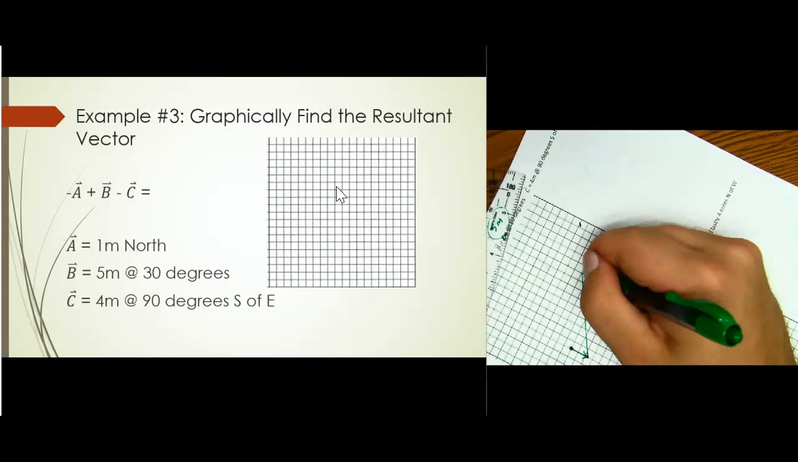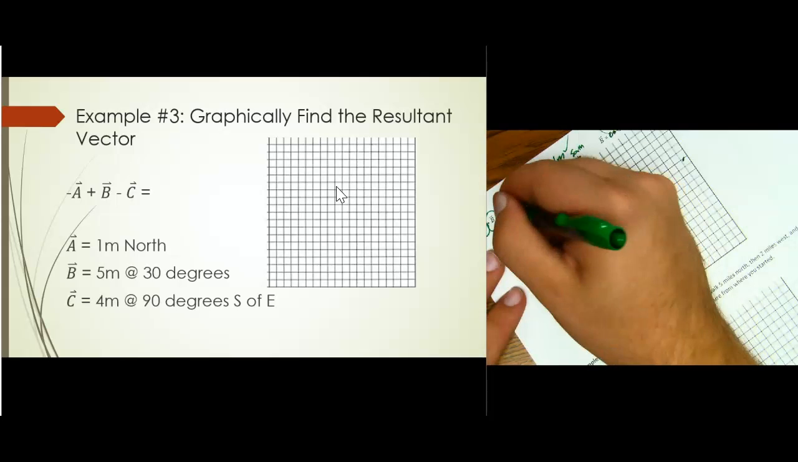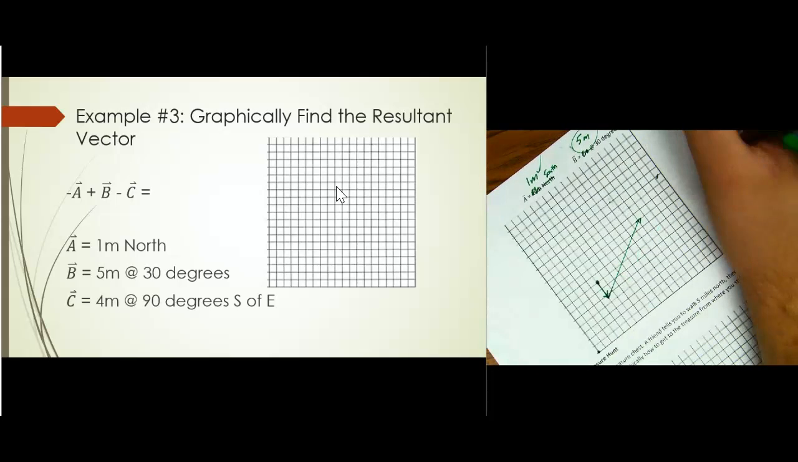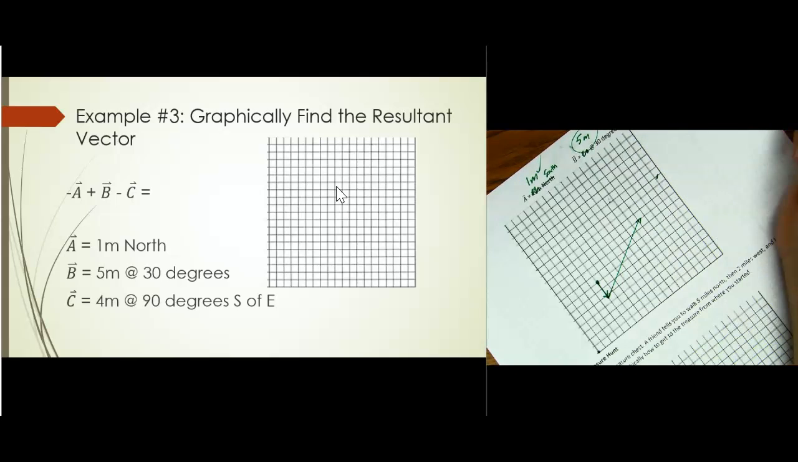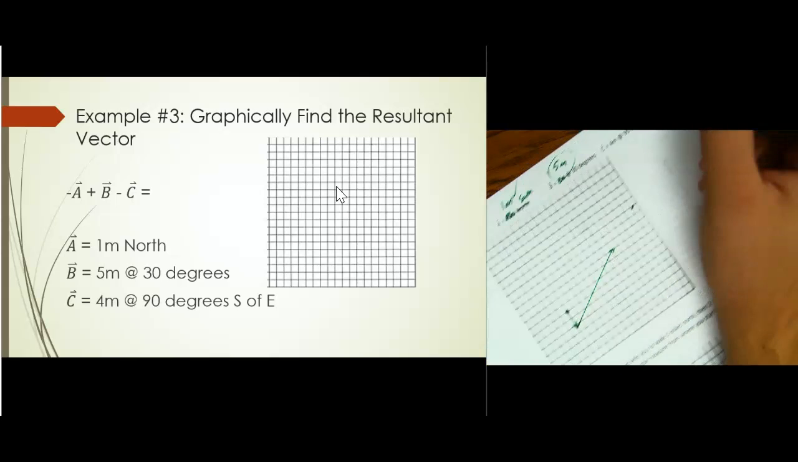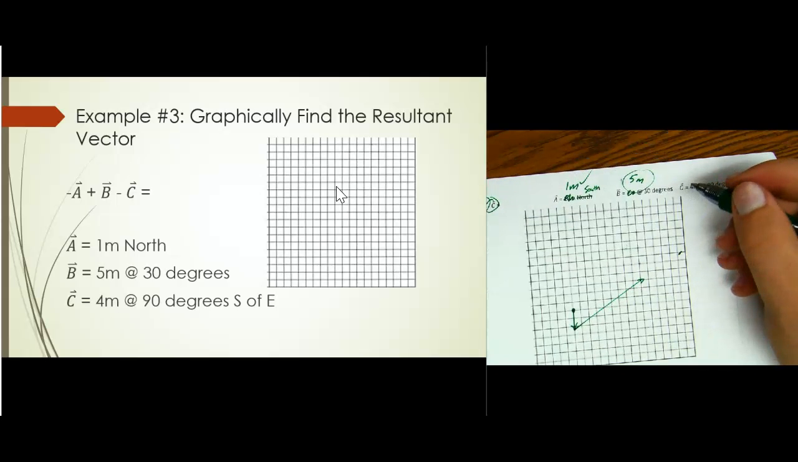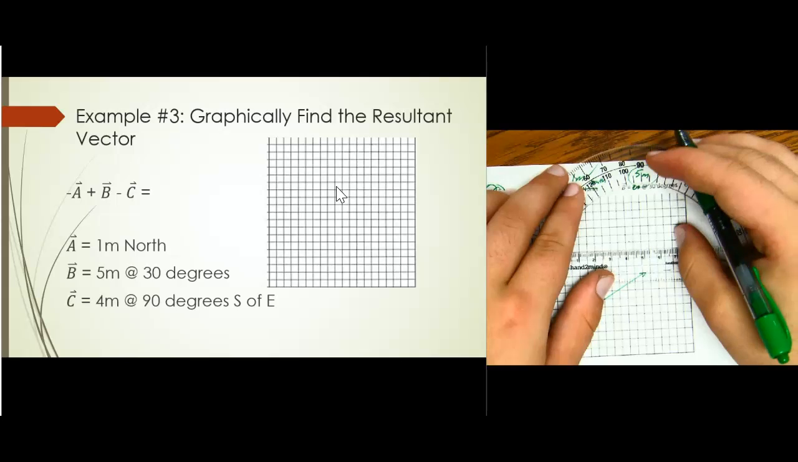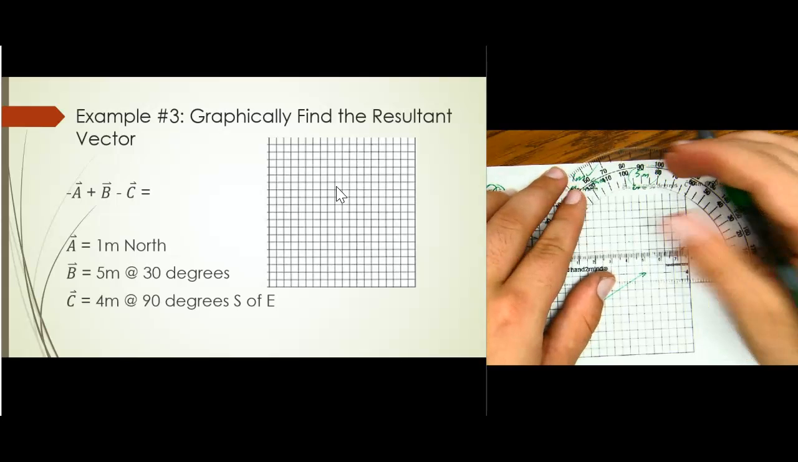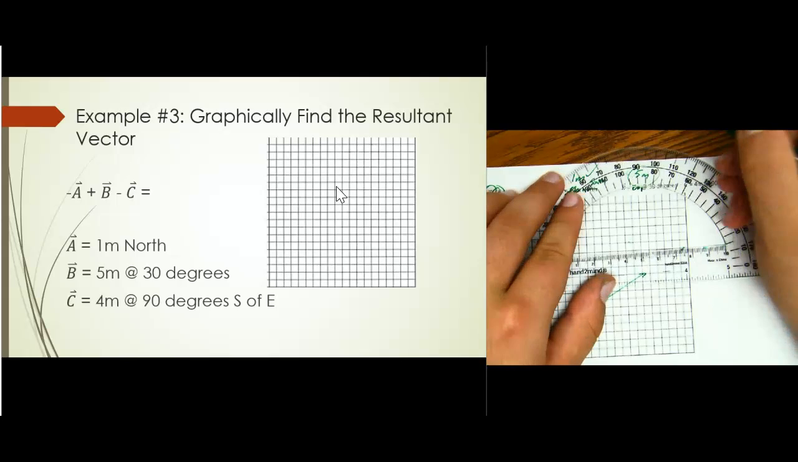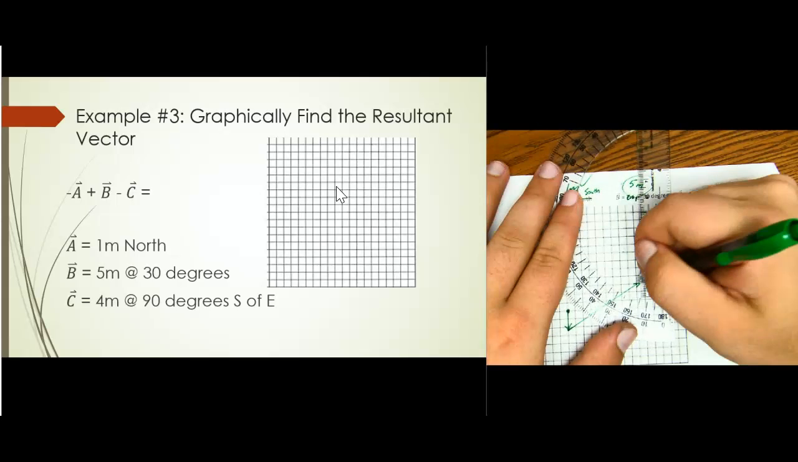Okay, 5 meters. Now I have a minus a C. So instead of going south of east, I'm going to go north. All right, I'm going to go north. So I got to go up and down. So there's that. Line it up. There's 90 degrees. And I got to go 4 meters.